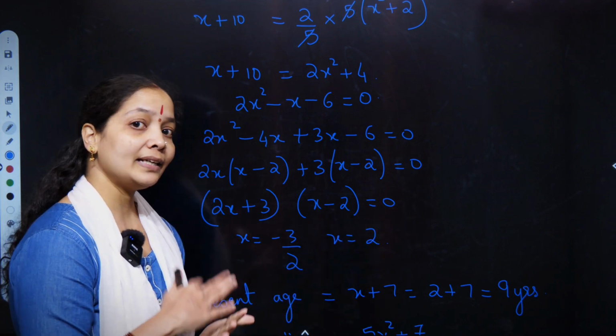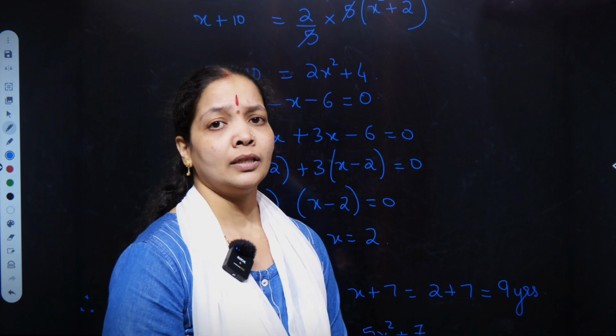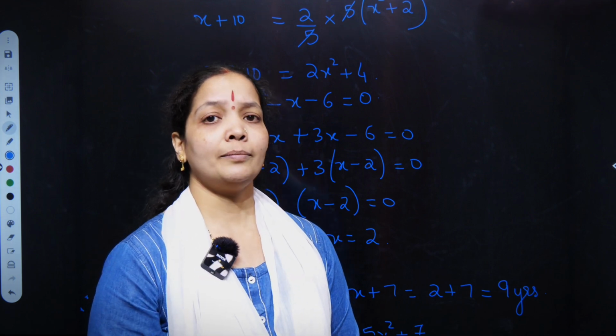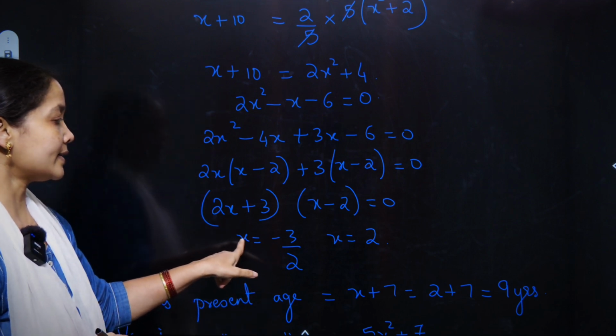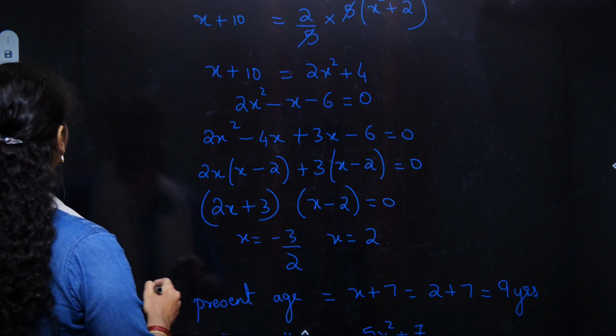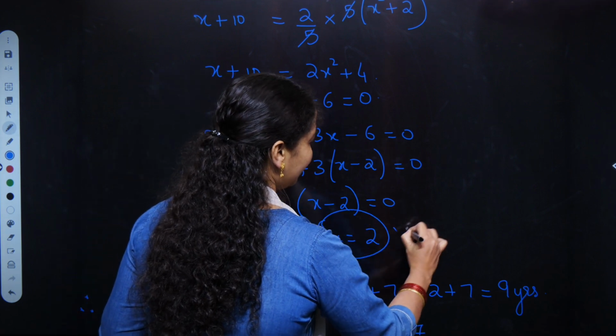Now you tell me, can an age be negative? Obviously it can't be negative, because ages are always whole numbers or fractions, but positive. Here I am getting x as negative 3 by 2, which will be my wrong answer, and x equal to 2 will be my right answer.